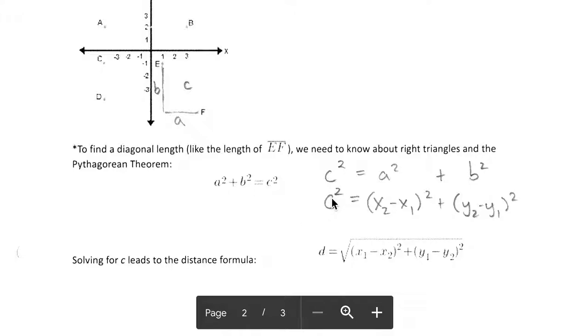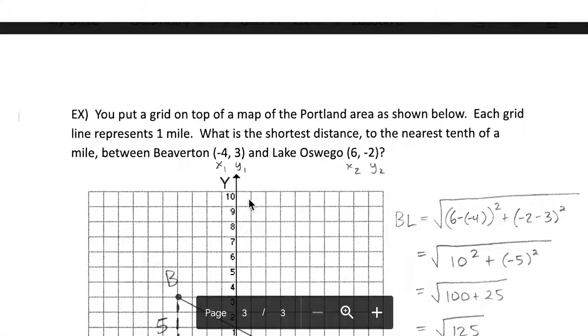One more step to turn it into the distance formula. Instead of c squared, we could call it d squared. It doesn't matter what you call this variable right here. But to undo the square, or the exponent of 2, we would square root both sides. And so that's how we get to that final distance formula. It comes from the Pythagorean theorem. All right, let's practice using it.